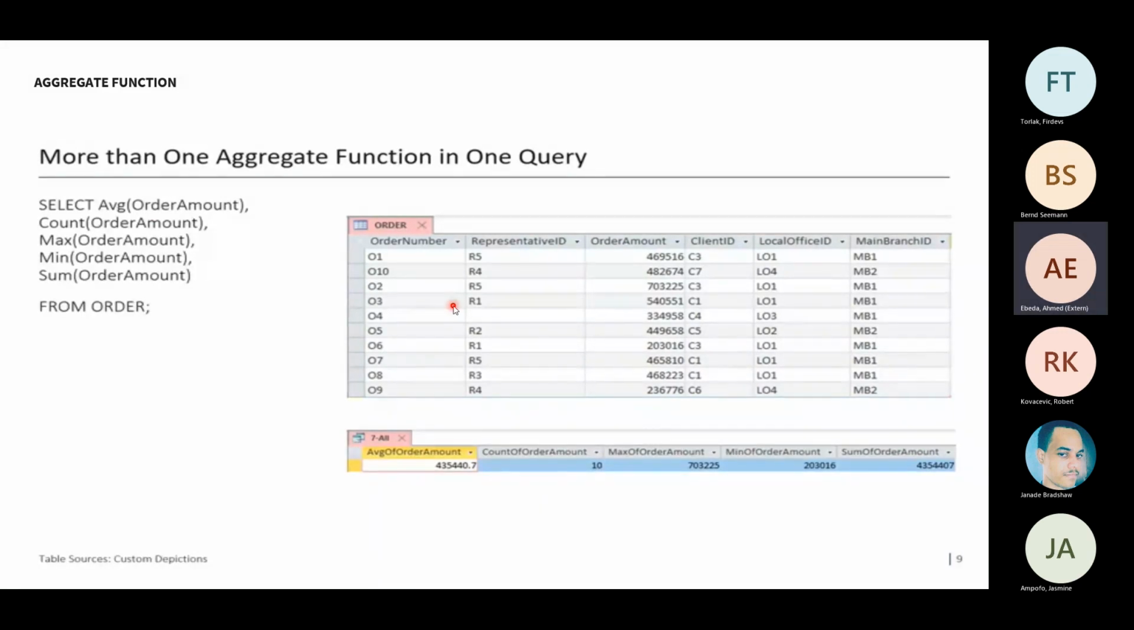Notice that we can include more than one aggregate function in one query. Here, we can find the average, the count, the maximum, and minimum values, as well as the sum of the order amounts in one query.